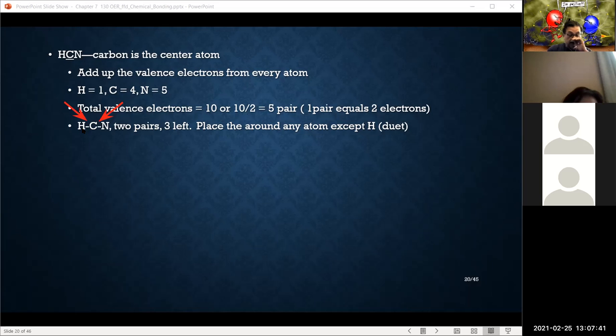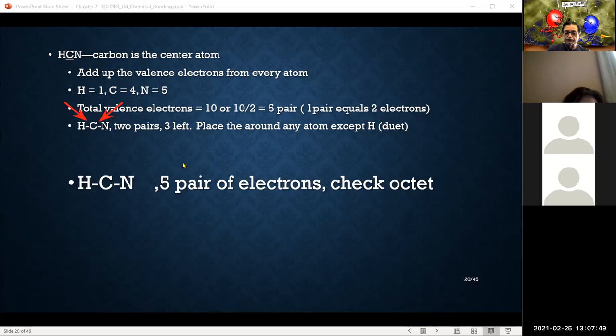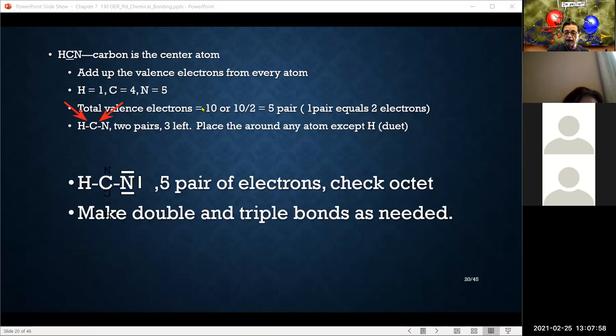So those 3 pair that I have, now I can put around carbon or nitrogen in any manner that I want. Okay, so here's the initial bond of the 2 elements, the hydrogen and the nitrogen. Okay, now I can add the other 3 pair around any element, and I chose here to put them around nitrogen, all 3 of them. Okay, you don't have to. You can put 2 of them on carbon and 1 on nitrogen, any combination thereof. You got 3, put them anywhere you want. I just like to pick the outside elements and work my way in.